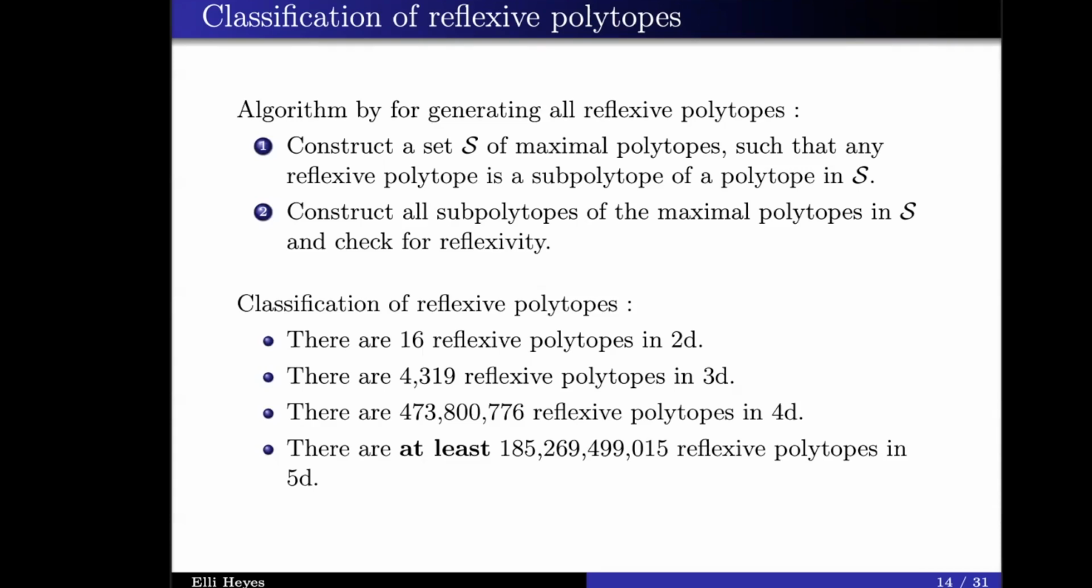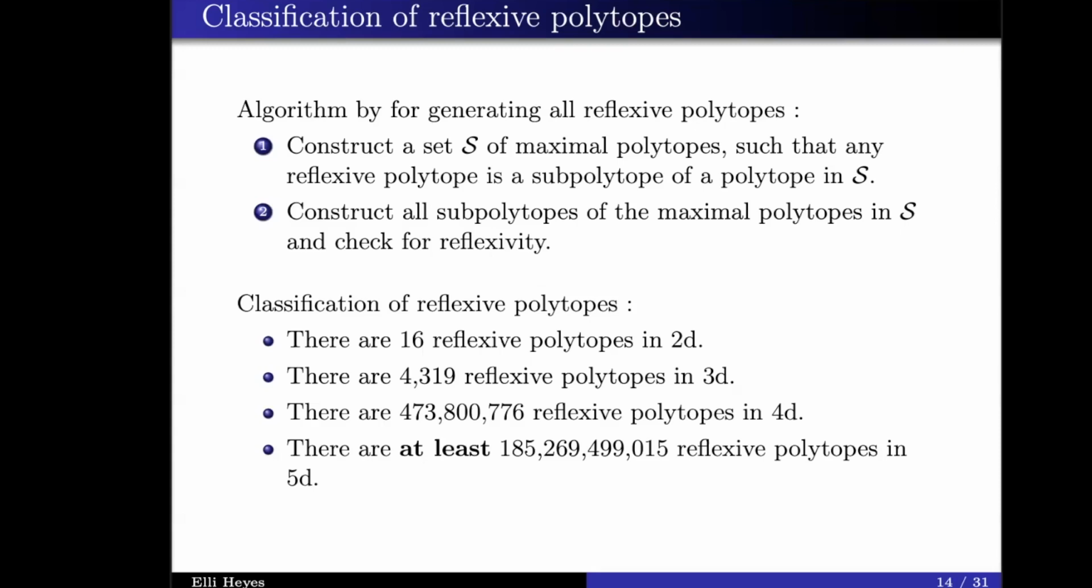So at this point, it was already known that there were 16 reflexive polytopes in two dimensions, but they used their algorithm to generate all of the reflexive polytopes in three dimensions, and they found 4,319. And they then discovered all of the reflexive polytopes in four dimensions, and here they found already 500 million. So this is a huge data set. And of course, four-dimensional reflexive polytopes give us Calabi-Yau threefolds. And as I said, these are the compactification spaces in string theory. So this data set is very extensively used in string theory.